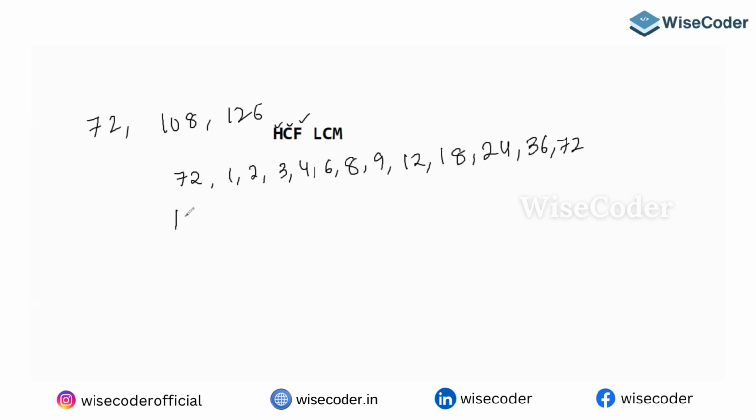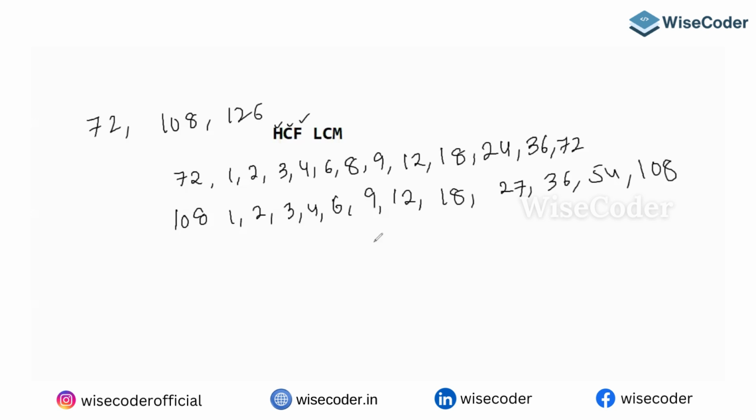Now the factors of 108. 1 is a factor, 2 is a factor, 3 is a factor, 4 is a factor? Yes. 5? No. 6? Yes. 9? Yes. 12? Yes. 13? No. 14? No. 15? No. 16? No. 18? Yes. 19? No. 20? No. 21? No. 22? No. 23? No. The next one is 27, then 36, then 54, and 108.